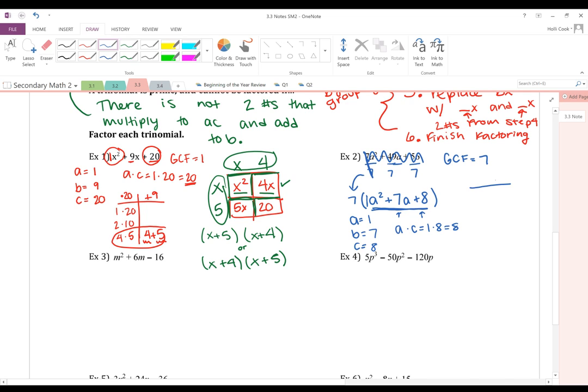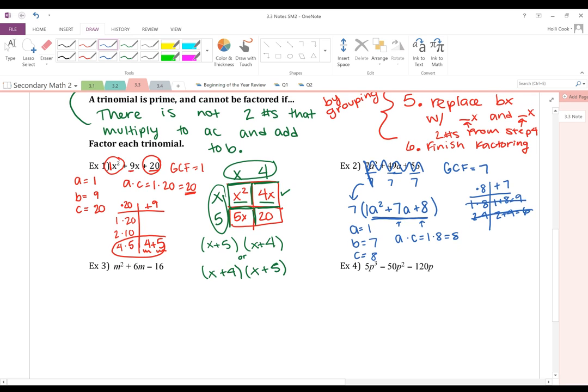So we need two numbers that multiply to 8 and add up to our B value, which is 7. So multiplies to 8, we've got 1 times 8, 2 times 4, and that's it. Now if we add these together, 1 plus 8 is 9, so it's not that. 2 plus 4 is 6, so it's not that either. So nothing worked, and there's nothing else that we can multiply and get to 8.